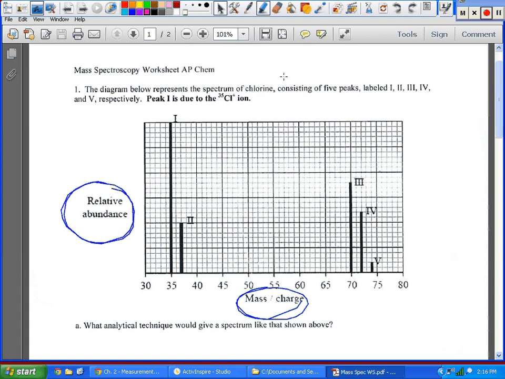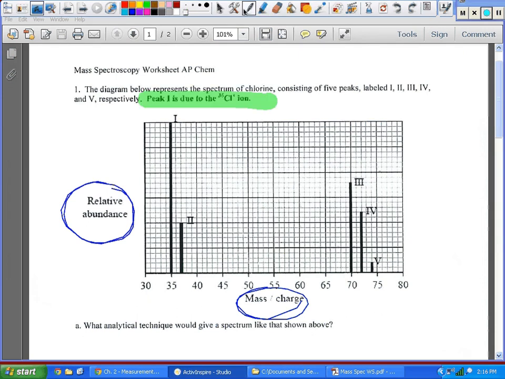But if you actually had this piece of data up here at the top, it tells you peak 1 is due to what? Chlorine. Chlorine, which specific isotope? 35. So do me a favor. Label this tallest peak Cl35. All right. So that's telling me that that tall peak is the chlorine atom with the mass of 35.